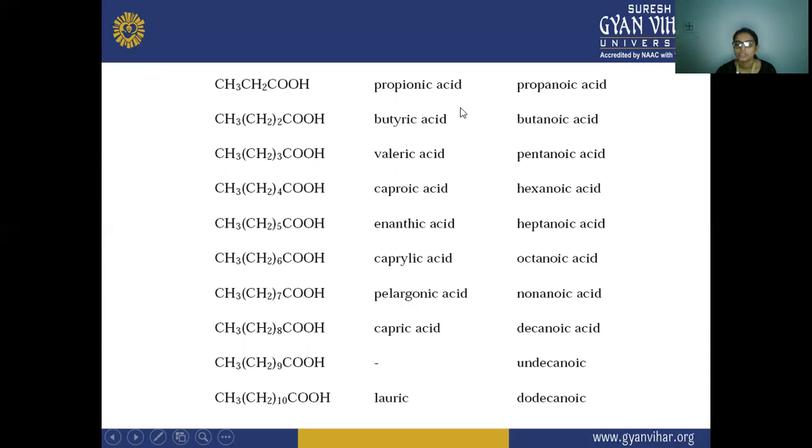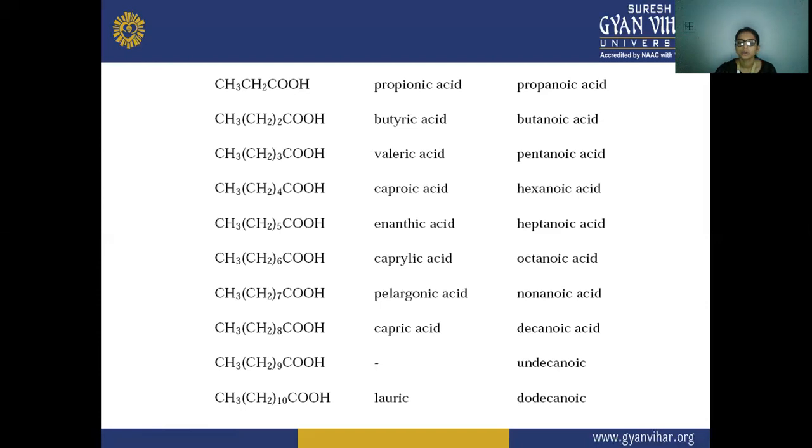Next is CH3, CH2, CH2, CH2, COOH. There are 4 carbon atoms and one more, so 5. Its name is valeric acid. Valeric is used when there are 5 carbon atoms, and it is used because there is a carboxylic acid group present.